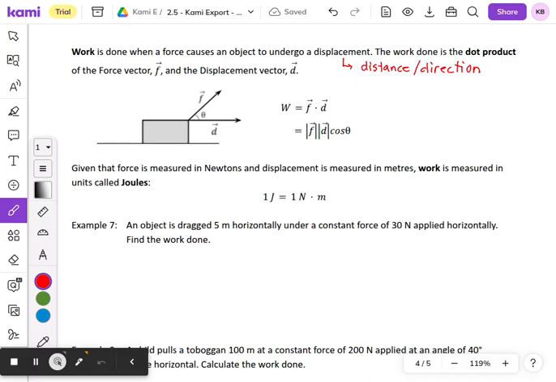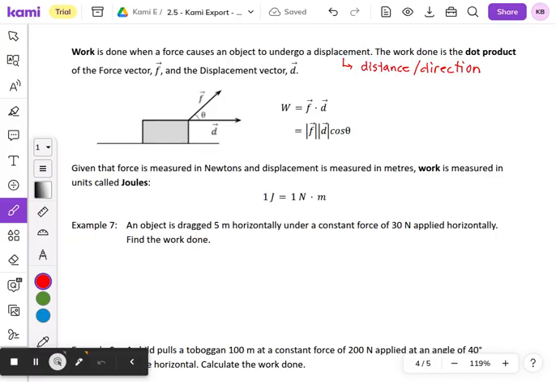And when I'm calculating work, the magnitude of my displacement is measured in meters, and the force is measured in newtons. So when I use work, I have basically newtons times meters, and that is called a joule. So 1 joule of work is using a force of 1 Newton to move something 1 meter.